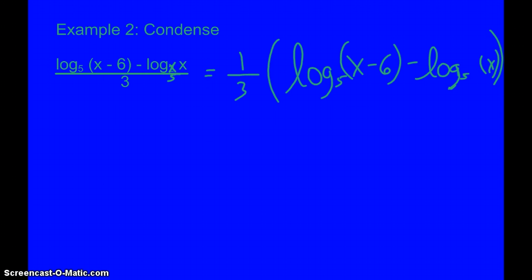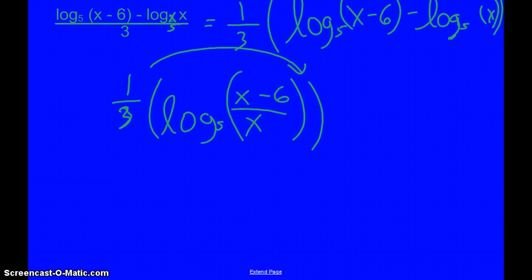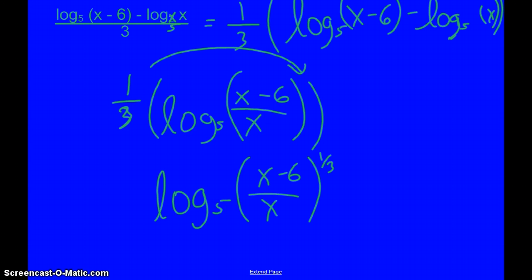So now, I have 2 logs that are both log base 5 and I'm subtracting. That means I can write those as a single log using division. Log base 5 of x minus 6 over x. And we still have that 1/3 in front. That 1/3 moves up to become an exponent on what you're taking the log of, to give log base 5 of x minus 6 over x to the 1/3 power.